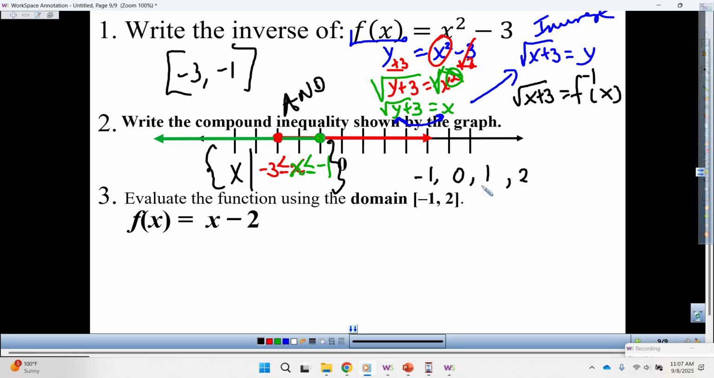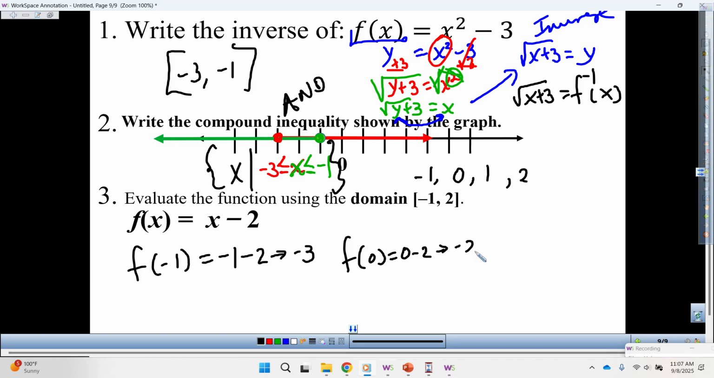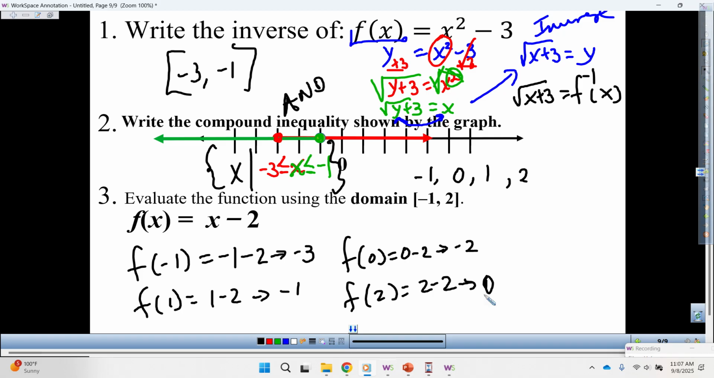From there to there. So therefore, f of negative 1 equals negative 1 minus 2, which is negative 3. F of 0 equals 0 minus 2, which is negative 2. F of 1 equals 1 minus 2, which is negative 1. And f of 2 equals 2 minus 2, which is 0.